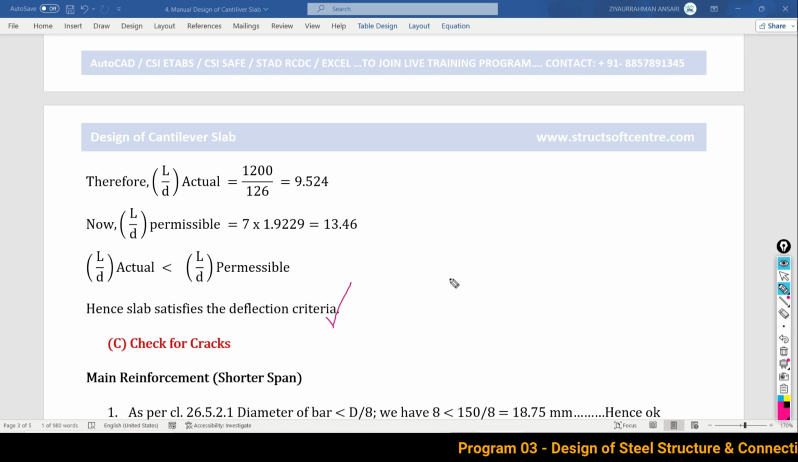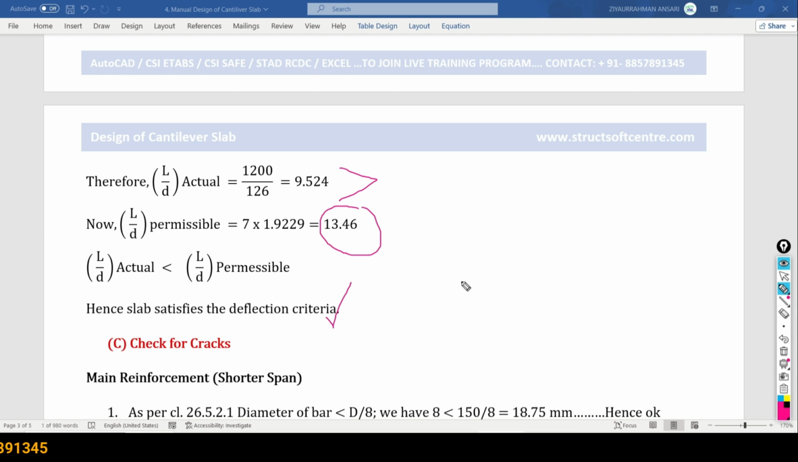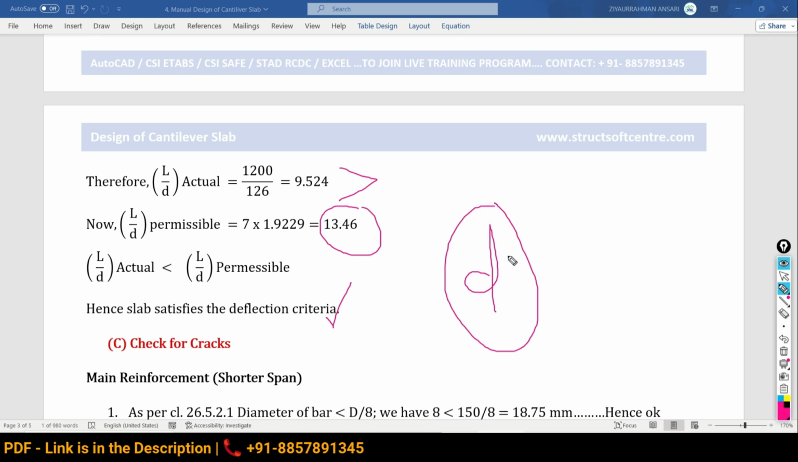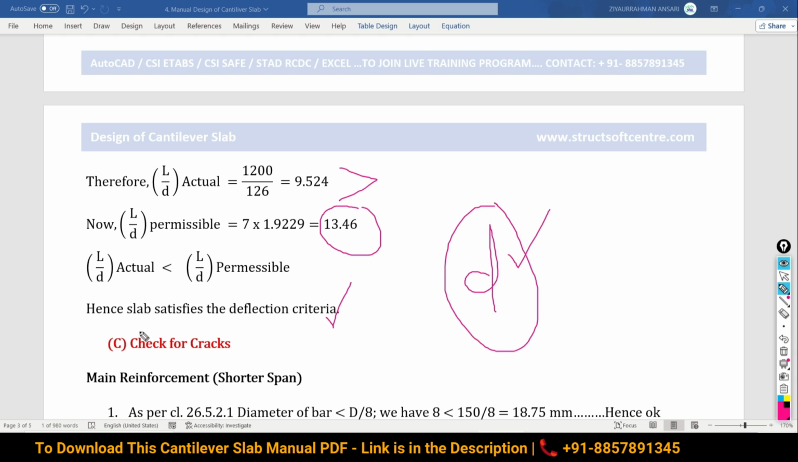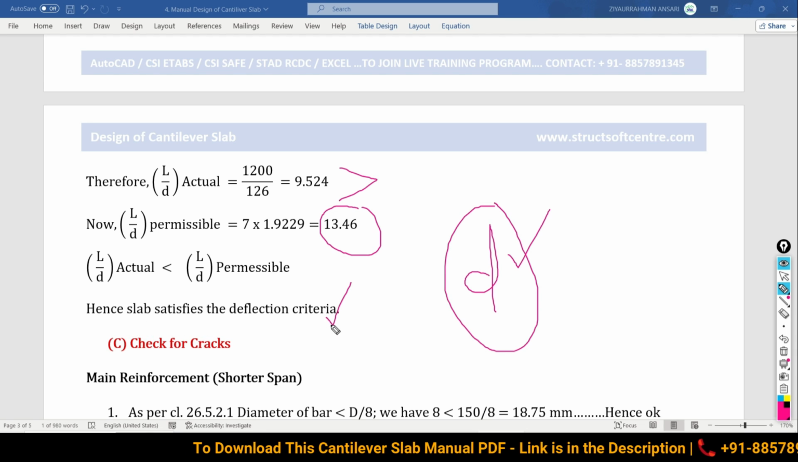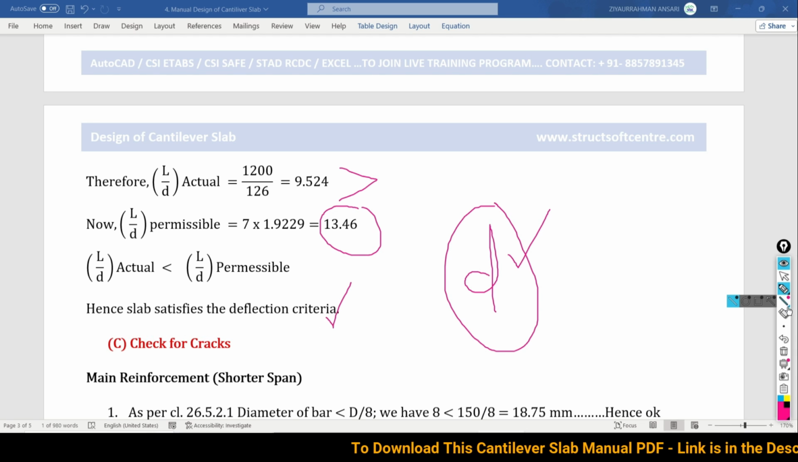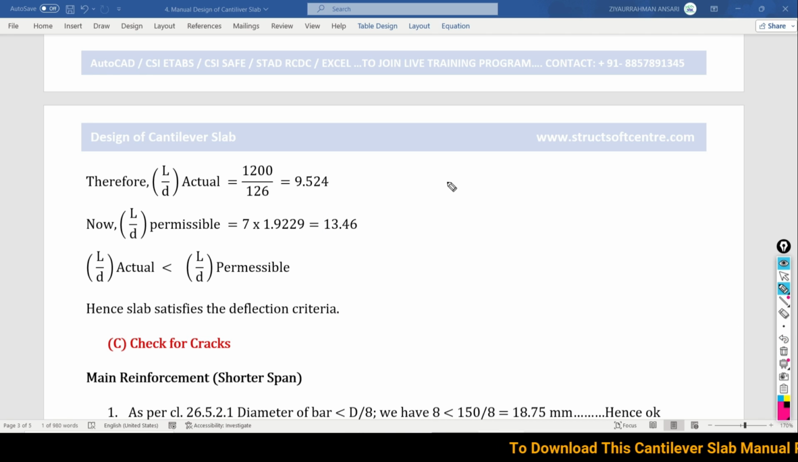In any case, if your actual value is more than this value, then you have to revise the design by increasing the depth of the slab. At that time, you can say that your depth is not sufficient to resist the deflection. But here in our problem, the depth is satisfying the deflection criteria. So the first check was for shear, and the second check, for deflection, is also okay.